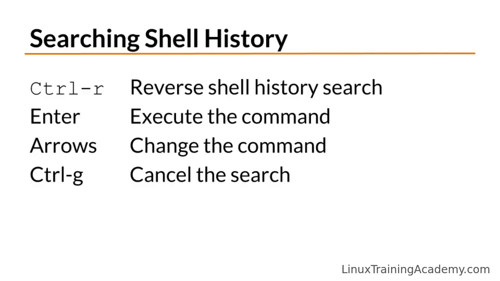You can search for commands in your history. To start a reverse shell history search, type Ctrl-R. Your prompt changes to reflect that you are performing a search. Start typing in characters from the previous command that you are searching for. If the first result returned is not what you're looking for, type Ctrl-R again to get the next previous match. To execute the command as it is, simply press the Enter key.